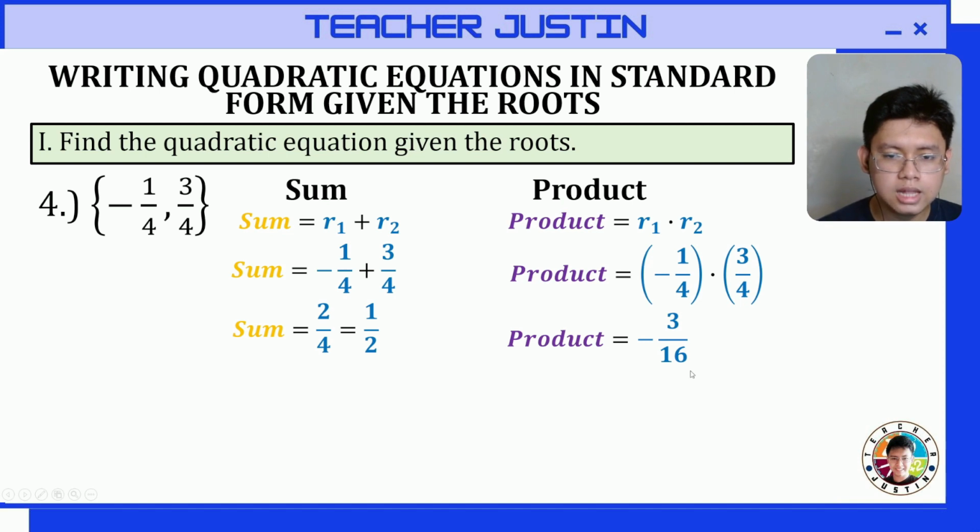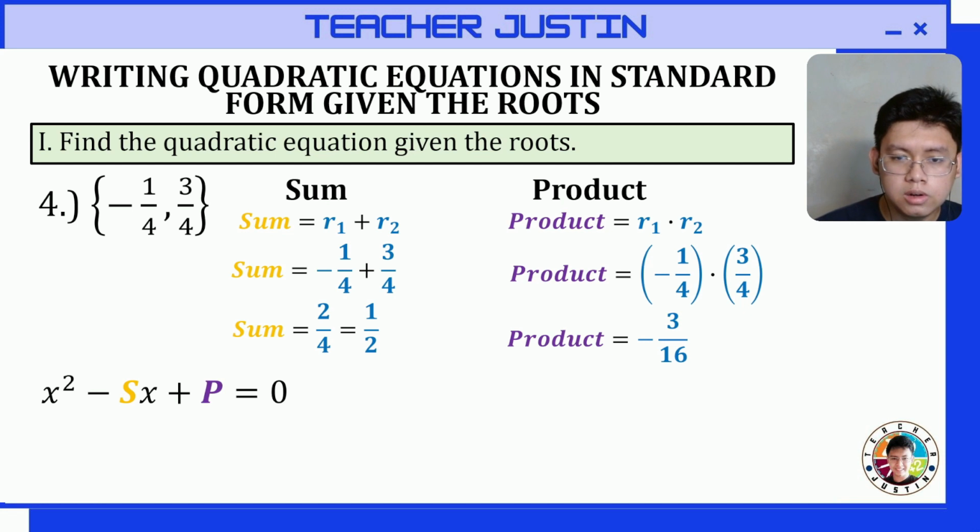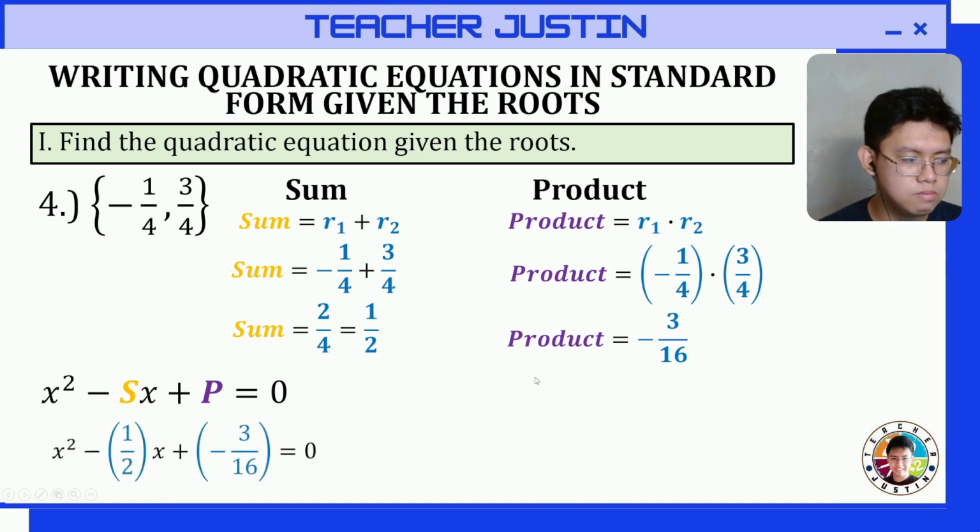Now, pag nakuha na natin yung sum and product natin, we will now use the formula x squared minus sx plus p is equal to 0 to write our quadratic equation. Now, substitute natin yung sum and product natin. So, our equation will now be x squared minus 1 half x plus negative 3 over 16 is equal to 0.